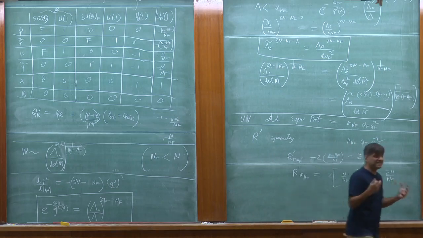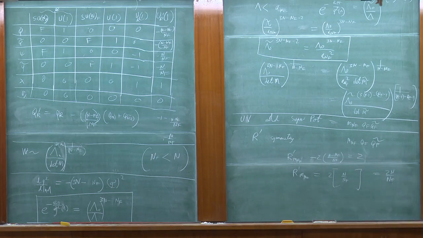So if we think of this MNF as a field with R prime symmetry 2N by NF, if we think of it that way, then we are allowed to preserve the R prime symmetry over there. Is this clear?